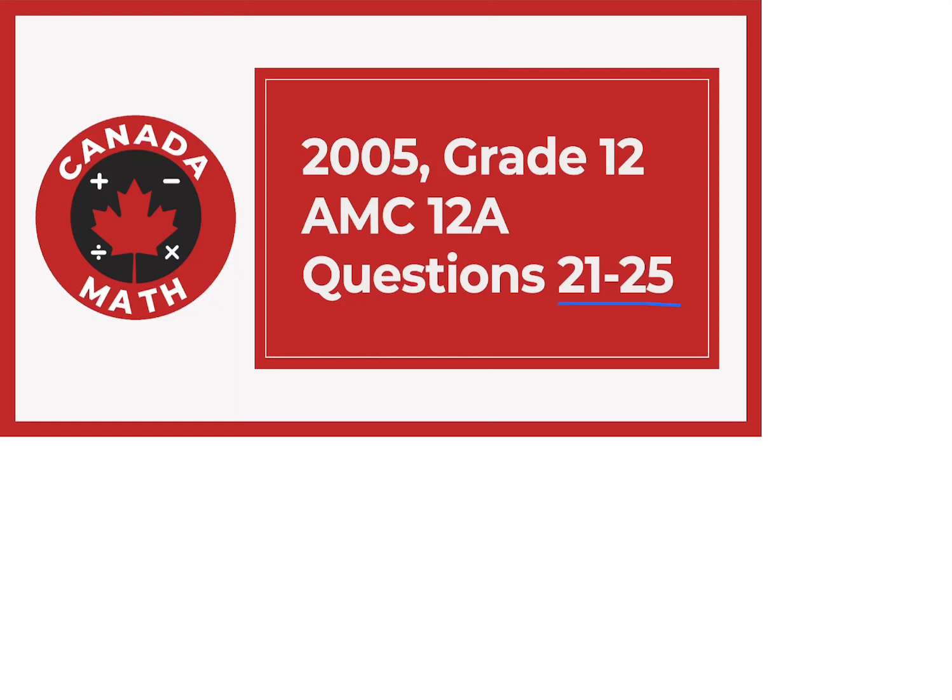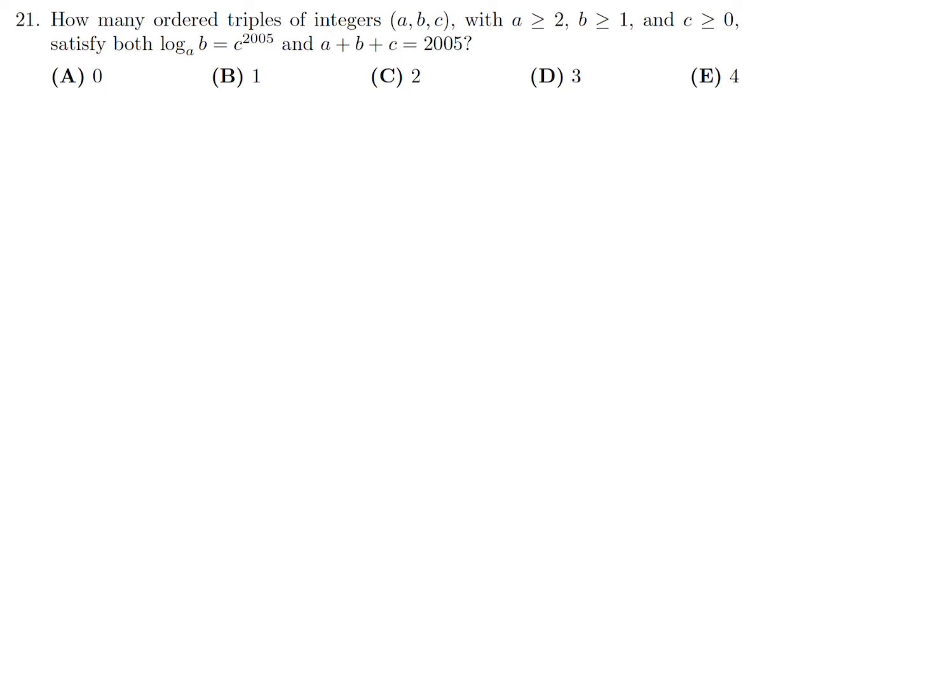Questions 21 to 25 on the 2005 grade 12 AMC 12A. How many ordered triples of integers a, b, c with a greater than or equal to 2, b greater than or equal to 1, and c greater than or equal to 0 satisfy both log of b to the base a is equal to c to the power of 2005 and a plus b plus c is equal to 2005.